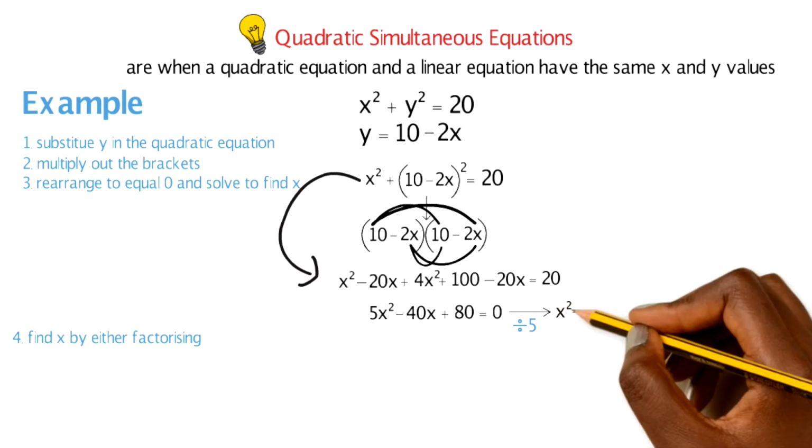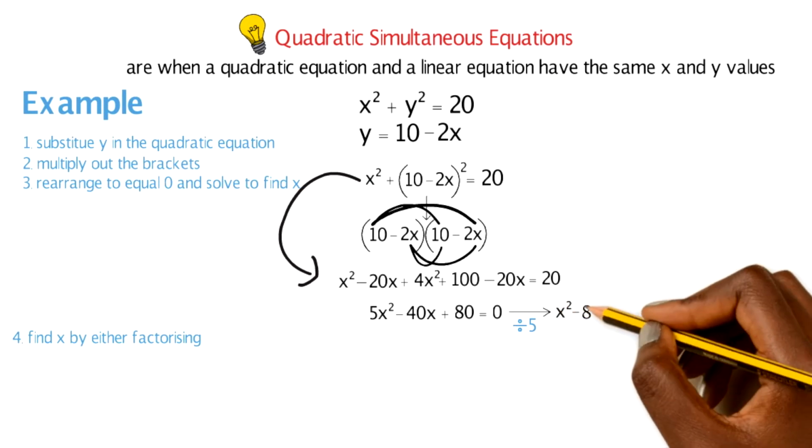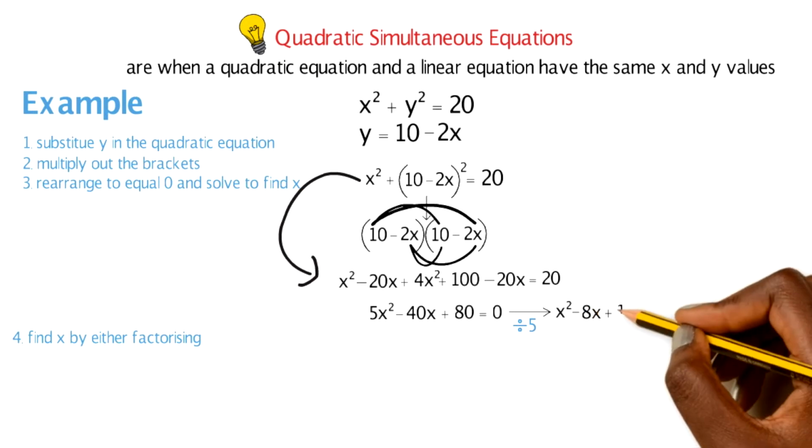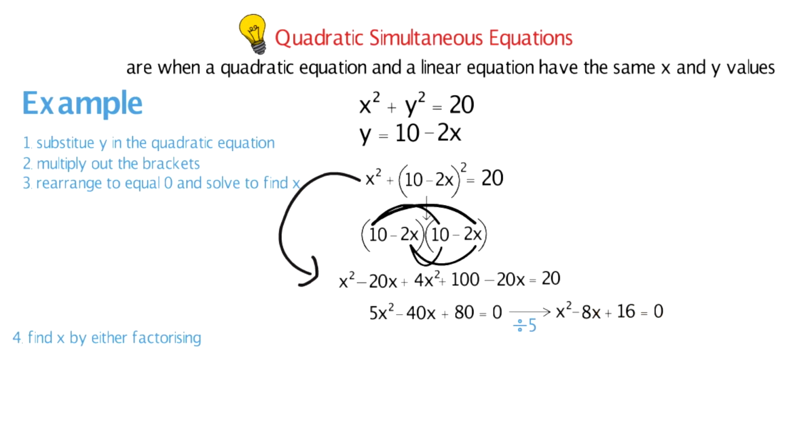So dividing everything in the equation by 5, that would leave you with x squared minus 8x plus 16 is equal to 0. Then if we were to factorize that, again using your knowledge of factorizing quadratic equations, you would be left with x minus 4 in one bracket and literally the same thing in the other bracket, x minus 4. Another way of writing this is (x minus 4) squared, but I've written it out as two separate brackets, which is the same thing. Because we have the same bracket, we only have one solution for x, which is x is equal to 4.